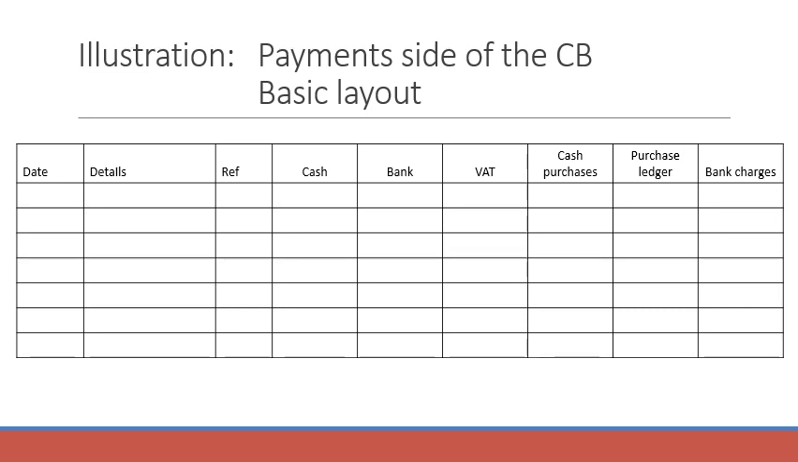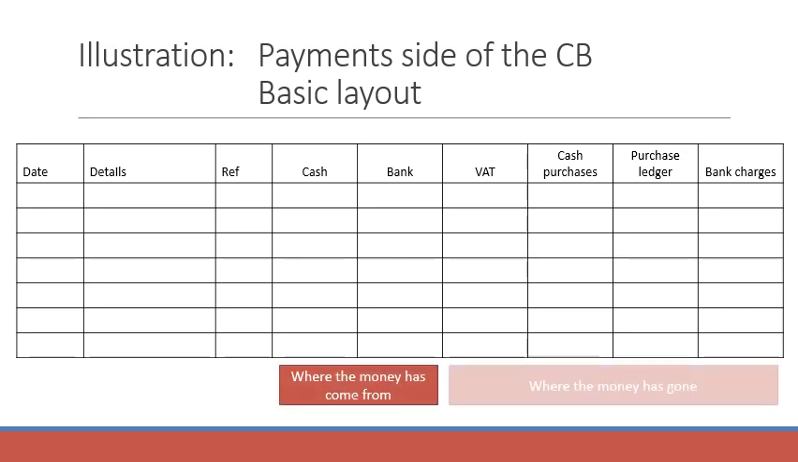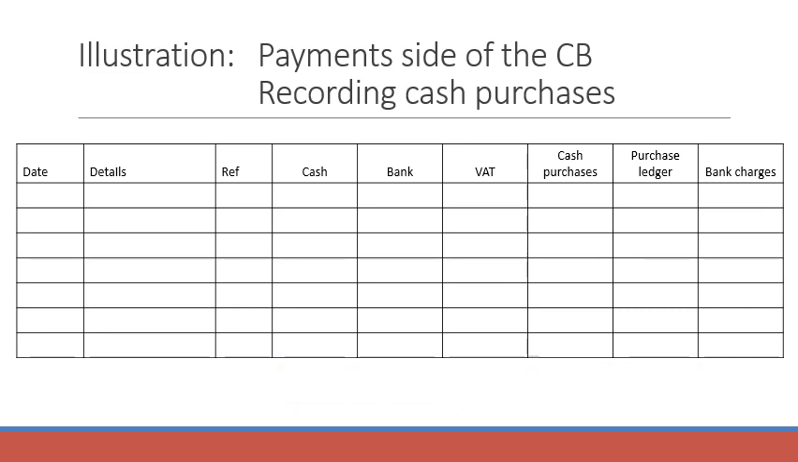a couple of columns to record where the payment is coming from. Is it coming from our stock of cash, or is it coming out of our bank account? And then we have a number of further columns where we will record where the money has gone. So let's go through how we would record a number of different transactions.